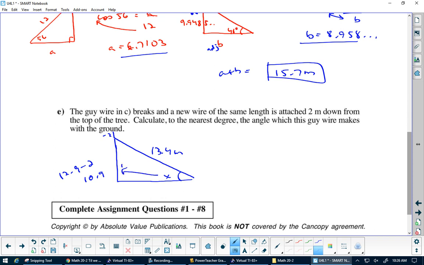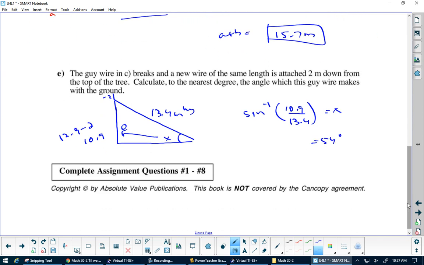Now I have my opposite and my hypotenuse. I'm looking for an angle, so I'm going to go second sine, which is sine inverse, and it'll go opposite 10.9 over hypotenuse 13.4, that equals x, equals 54 degrees. Okay, so we're doing questions 1 to 7.